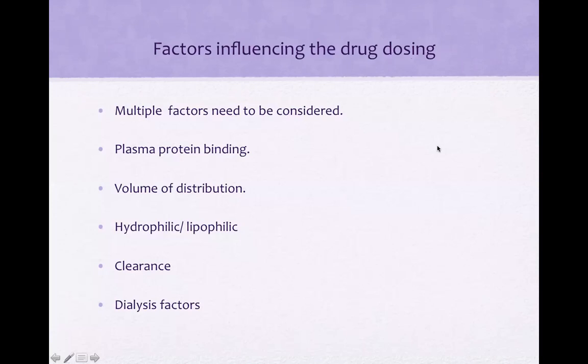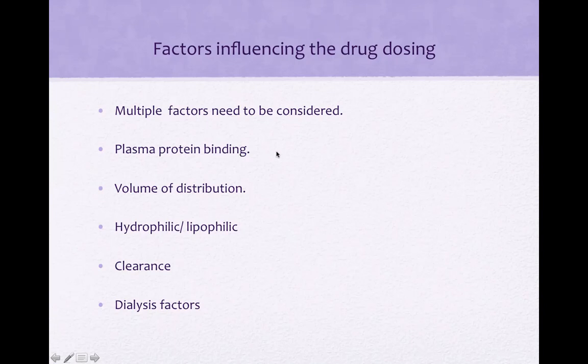Now, there are many factors which influence the drug dosing in patients with an acute or a chronic kidney injury. These factors can be patient-related, drug-related, or they can be based on the type of RRT we use. First is the plasma protein binding. Plasma protein binding determines the free fraction of the drug, which is the physiologically active form of the drugs. For drugs with high plasma protein binding, the fraction of the drug which is available for action is low. That is, the unbound drug is the drug which exerts the physiological effects, and hence for the drugs which have high protein binding, the percentage of the unbound drug available is low.